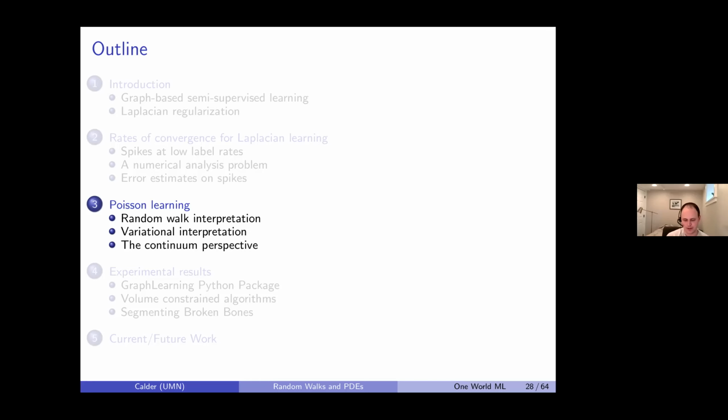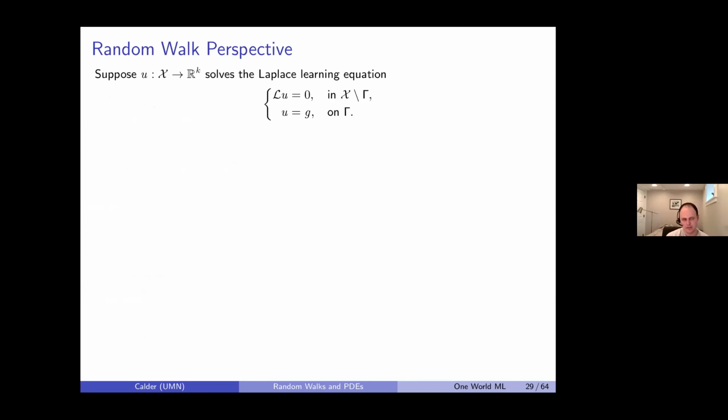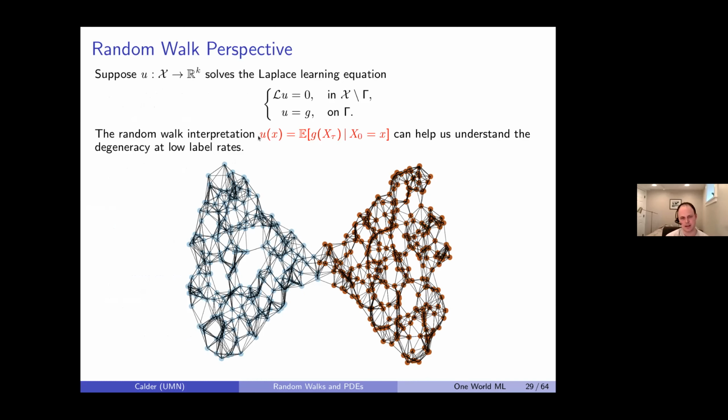What should I do? Okay, so it's useful to look at the random walk perspective here. Just like we saw in the previous proof, I take the solution of the Laplace learning equation and write it in terms of the random walk interpretation, so the expectation of the first label that I hit in this process. You can see why it's reasonable if you have enough labeled points that you hit something fairly quickly. If I start the random walker in the brown region, if it stops in a short time, it's likely to have remained in that same cluster and hit a correct label from that cluster. It's less likely to have traveled across the bridge between the two clusters and hit something on the other side.